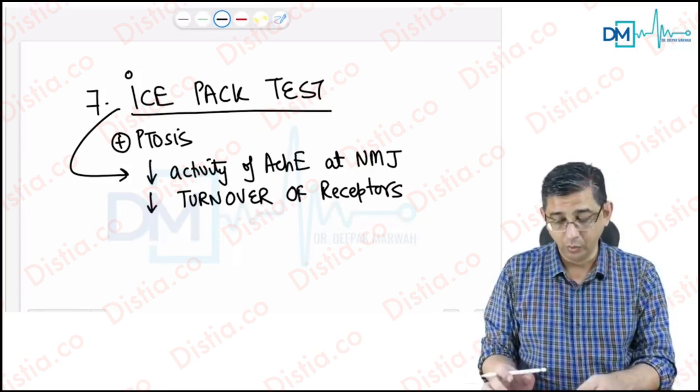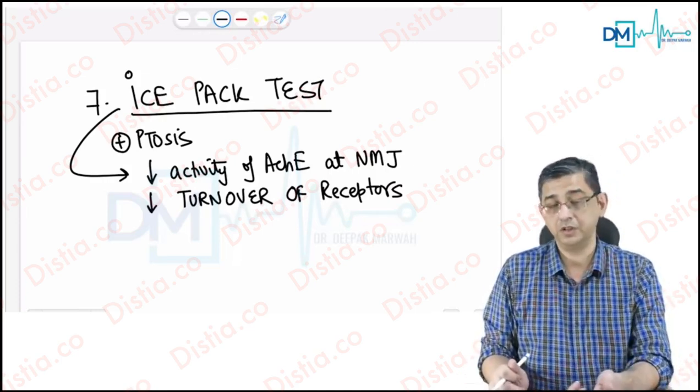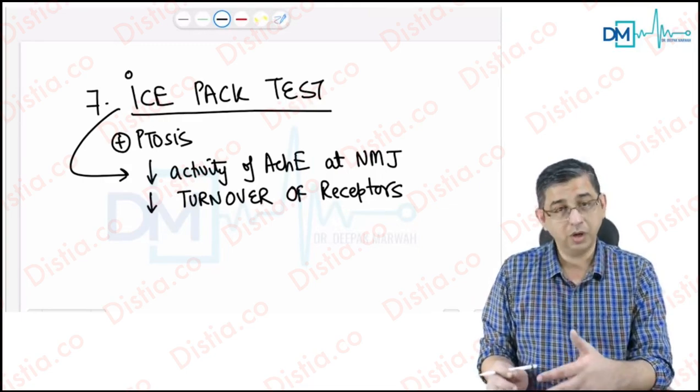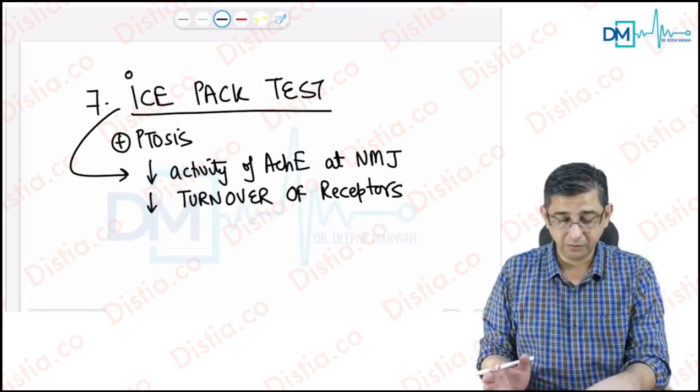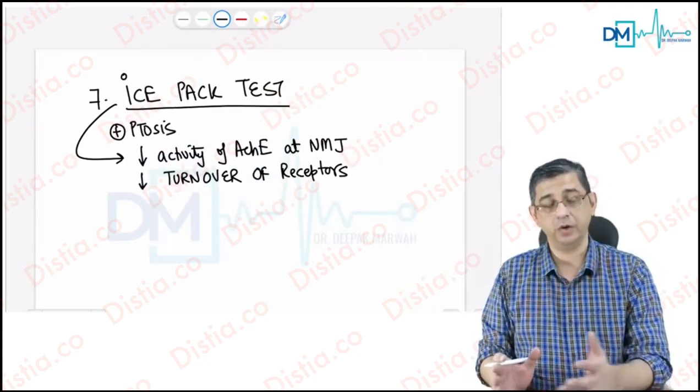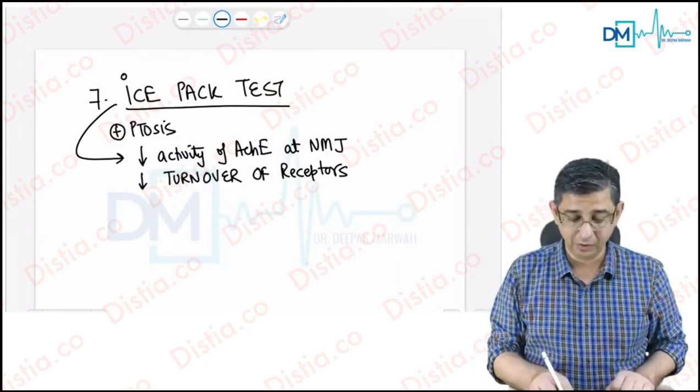I repeat again, more acetylcholine is coming. Why? Because the degradation is not happening, and there are also more receptors available. So the performance of the muscle will increase as compared to previously. So we do an ice pack test for these patients.